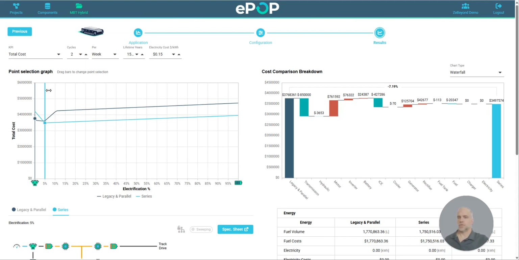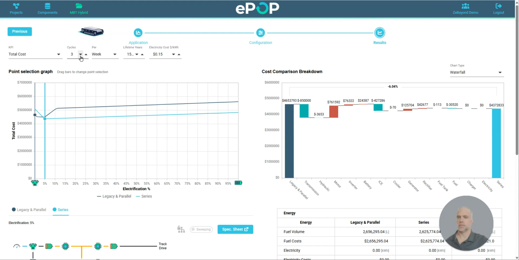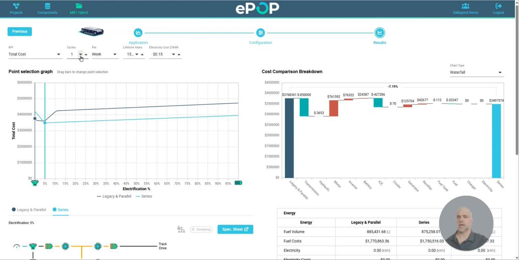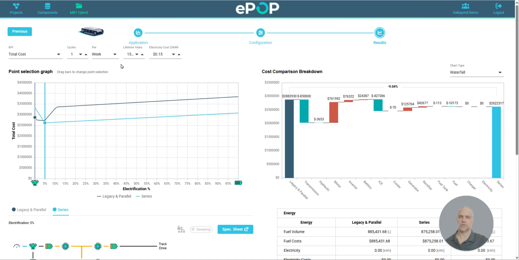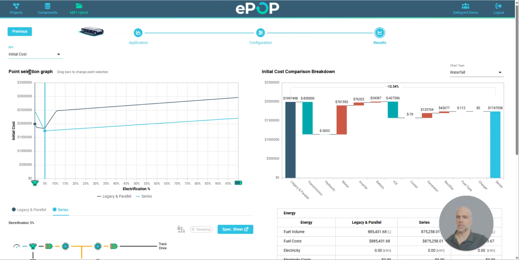If you change that, it's going to affect the results, and you can see the results update there. It's not going to affect the mass or volume, but it will affect the total cost of ownership, as efficiencies of each and every component through this cycle are going to be calculated and included. The initial cost here, it's pretty interesting how you get from the legacy to the series hybrid. You're actually able to save total cost of ownership.